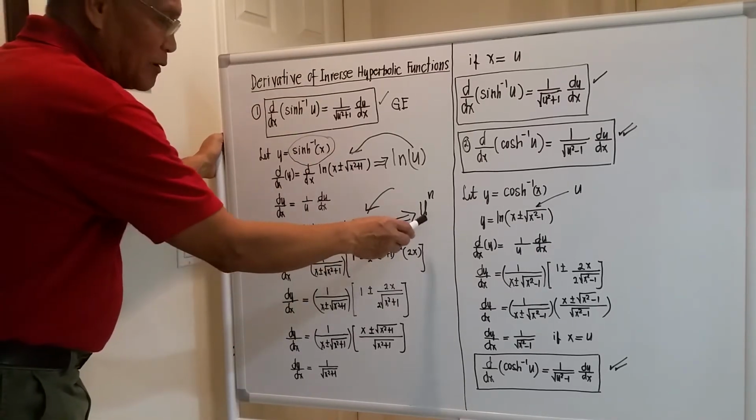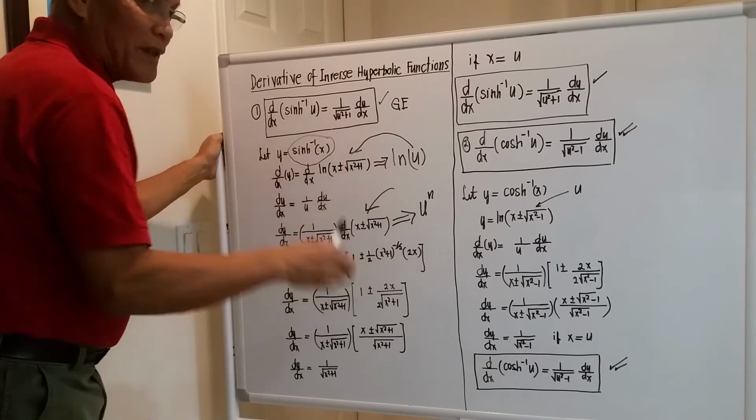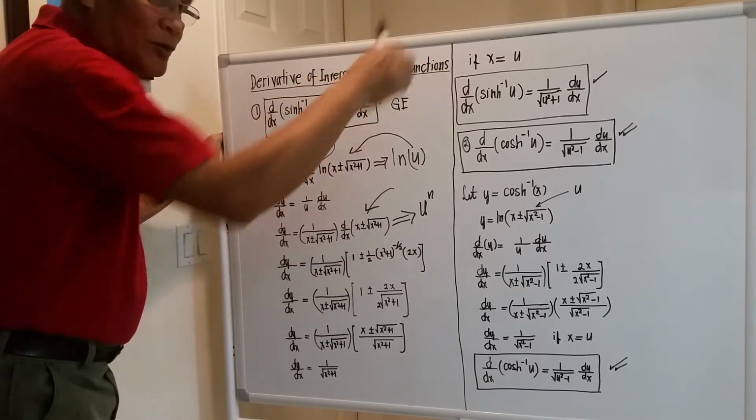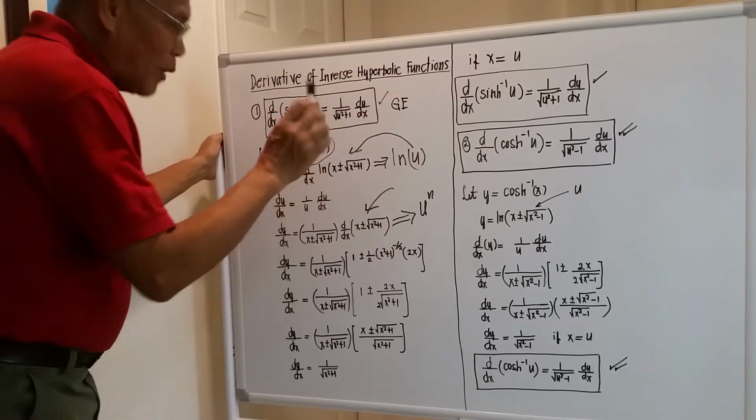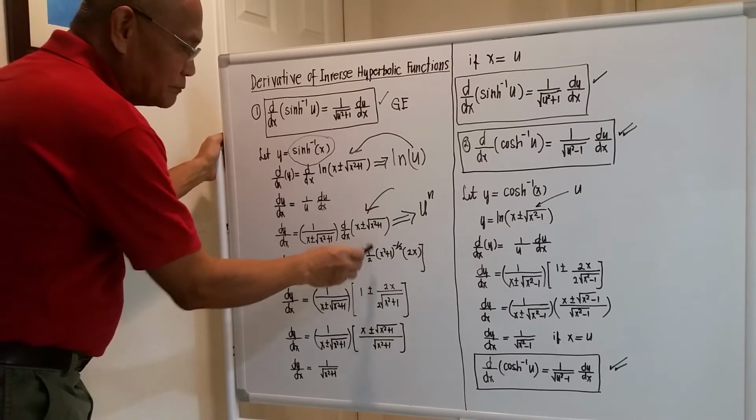So we'll just follow the derivative of u to the n: n u raised to n minus 1 times du dx. What is n? n is 1/2. Okay?